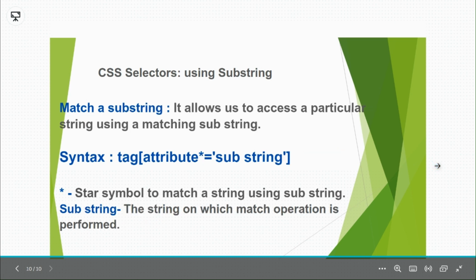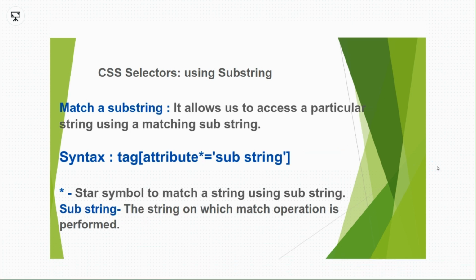The next one is matching a substring. It allows us to access a particular string using a matching substring. A substring could be the starting of your string, it could be the ending of your string, and it could be anywhere in your string. This is the syntax: tag and square bracket, attribute and star sign equals substring, whatever string you are looking for inside your whole string.